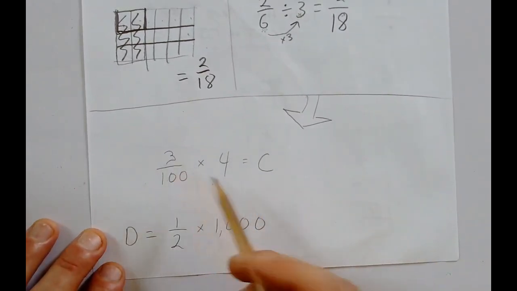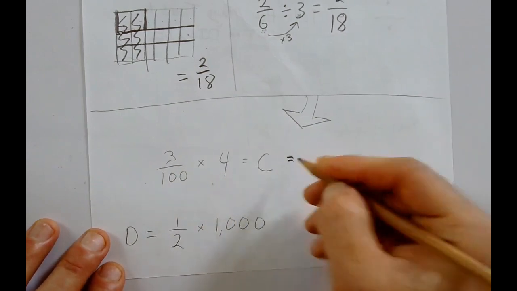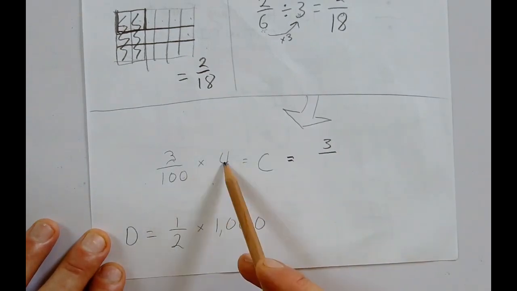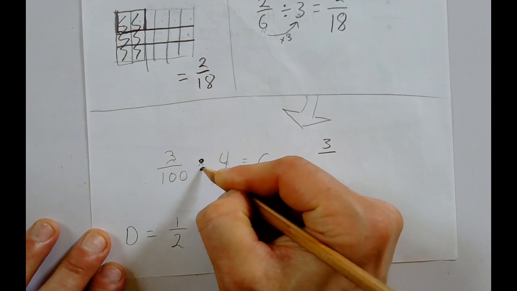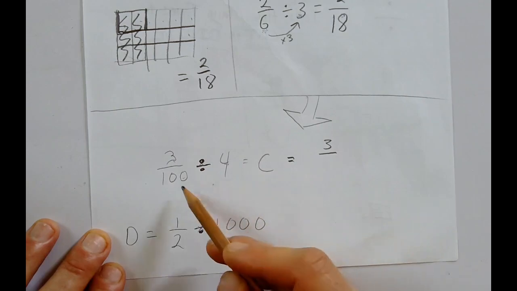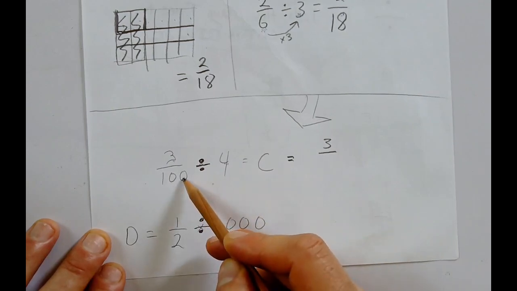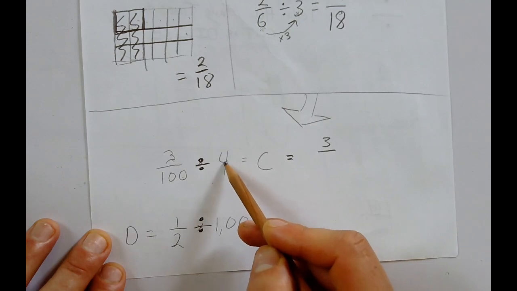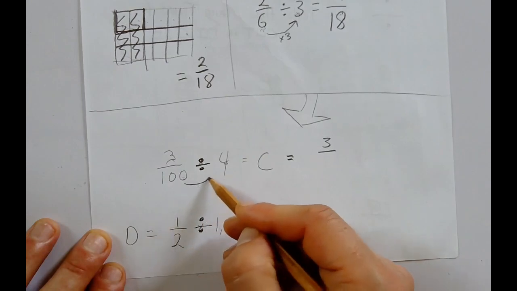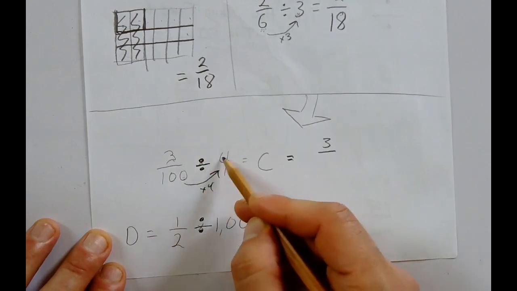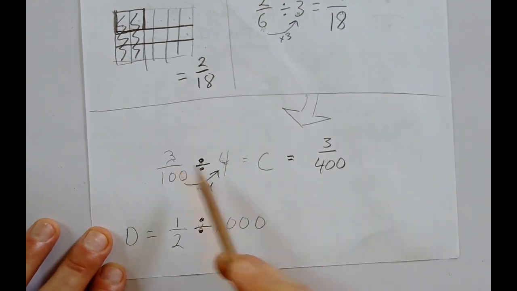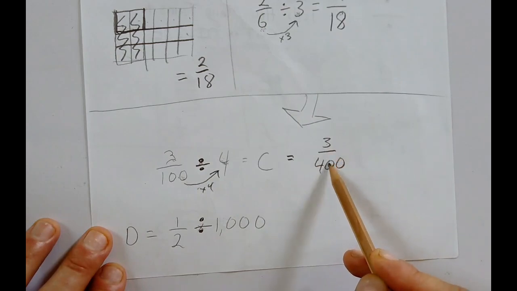Let's take 3/100 divided by 4 equals C. Well, I'm still going to keep 3 pieces, but I'm going to change the size of those pieces. We want to be dividing right now. I'm going to go ahead and take all 100 pieces and cut or chop each piece into 4 pieces. I now have 4 times as many pieces. I had 100 pieces. Each of them is divided or chopped into 4 pieces. 100 times 4. I now have 400 pieces. So I now, instead of 3/100, have 3/400.